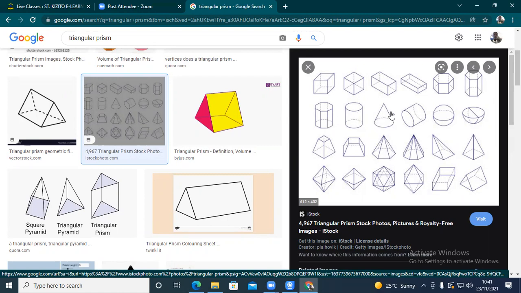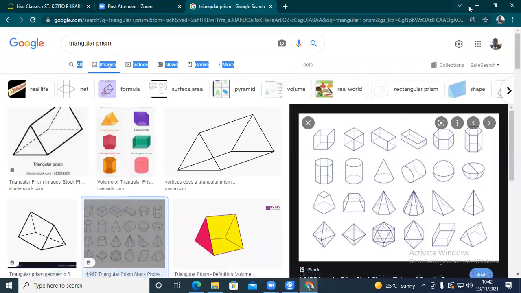This is a cylinder, this is a cone. Most of these are prisms. So this is what we are going to look at. How do you find the surface area of this? How do you find the surface area of the cone? How do you find the surface area of this? All of these here. So we shall look at that. Okay, let's go back.